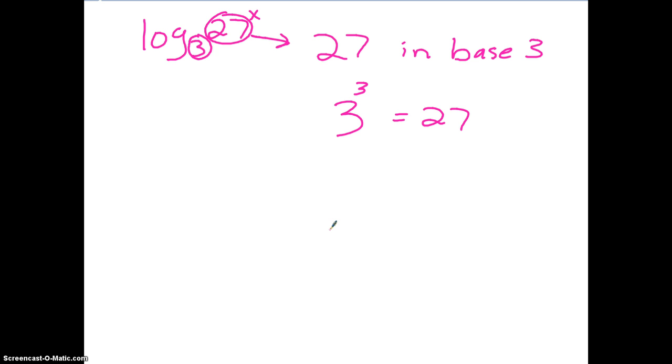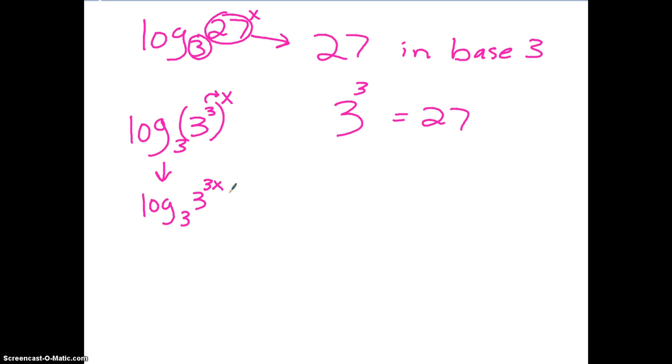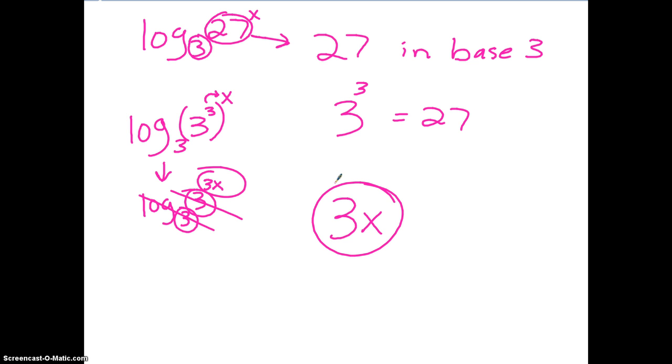Okay, this means 3 to the what power equals 27. Hopefully you guys recognize that 3 cubed is 27, so instead of 27, I'm going to write 3 cubed. This is raised to the x power. Again, here's the property of exponents where I'm going to multiply these. So this is going to turn into log base 3 of 3 to the 3x. Now, what happens when I have log base 3 of the same base? Okay, I am left with my answer, which is 3x.